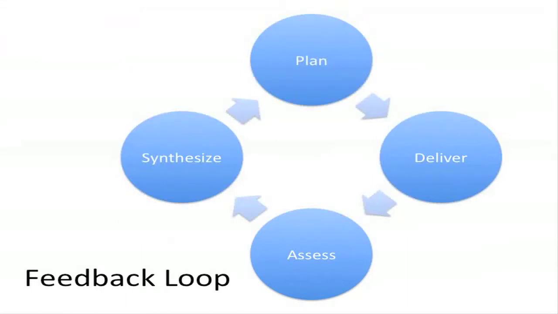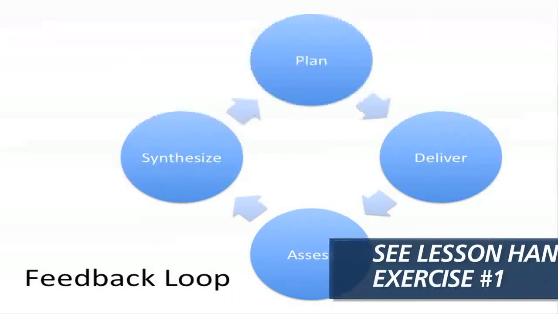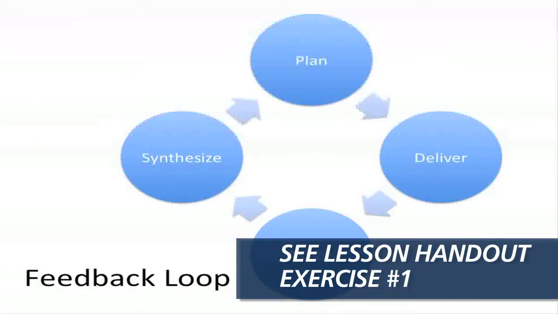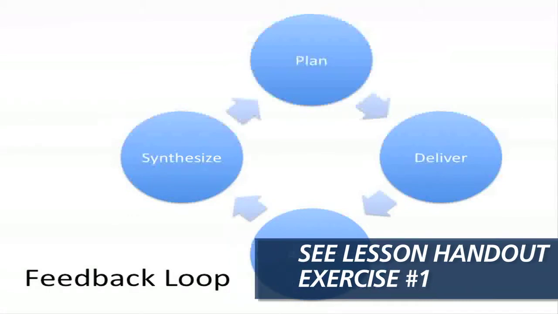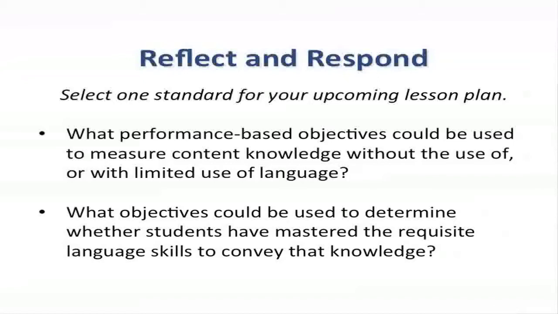Research consistently shows that struggling students respond extremely well to standards-based instruction when lessons are planned with the feedback loop in mind. Let's stop for a moment to connect these ideas with what we've covered in the previous segment. For this activity, you'll need to select one Oklahoma academic standard from among those outlined in the lesson plan that you brought with you today. Select one Oklahoma academic standard for your upcoming lesson plan.